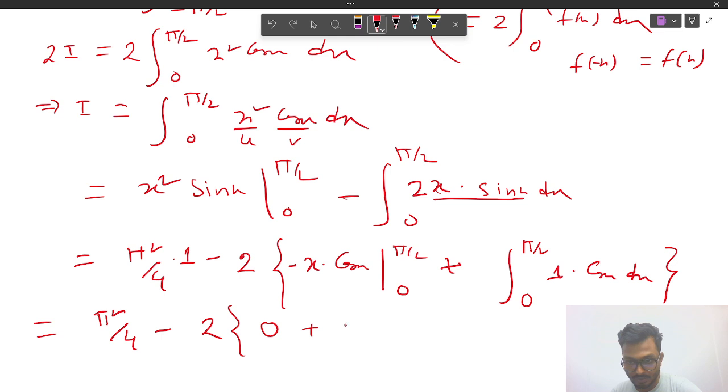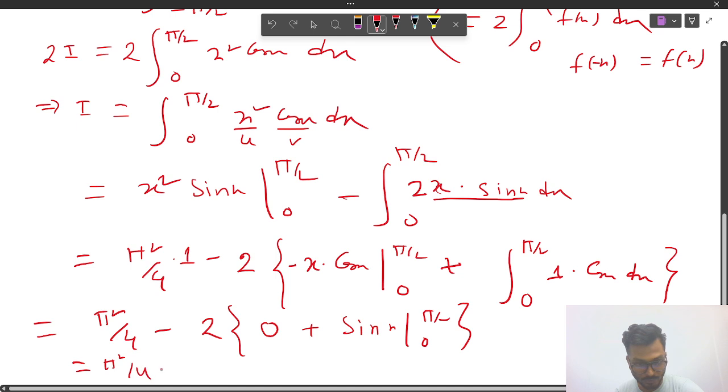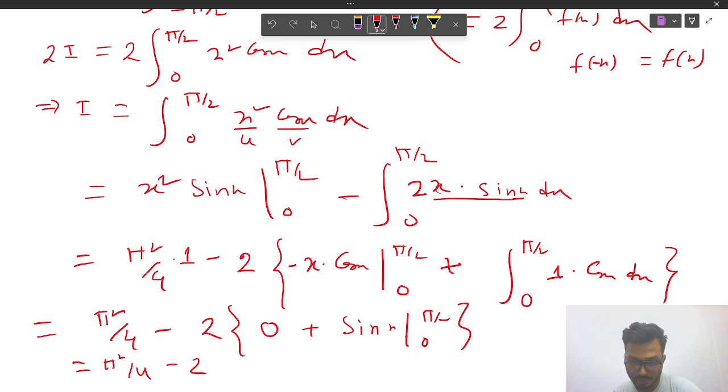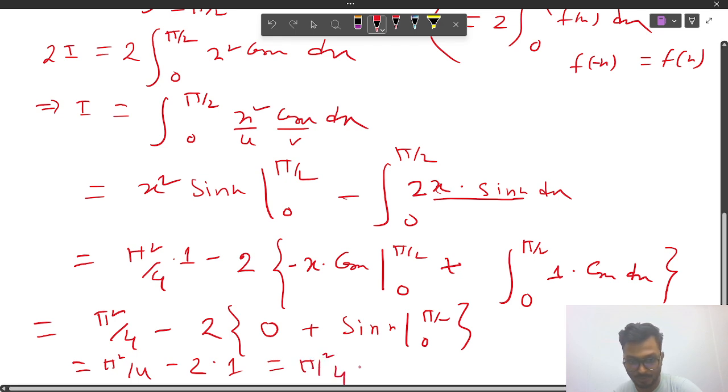Plus the integration of cos x, which is sin x, from 0 to pi by 2. So this will be pi square by 4 minus 2 into, when you put sin pi by 2 it will be 1, and when you put 0 it will be 0. So this will be 1. So pi square by 4 minus 2. So this is our answer.